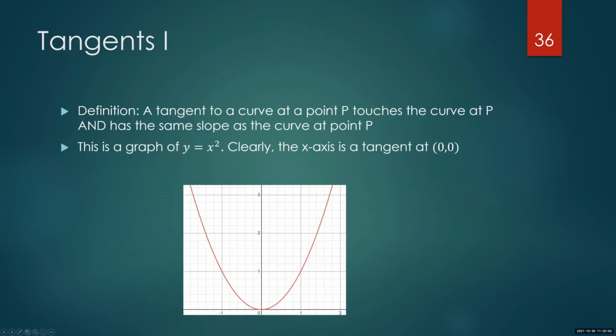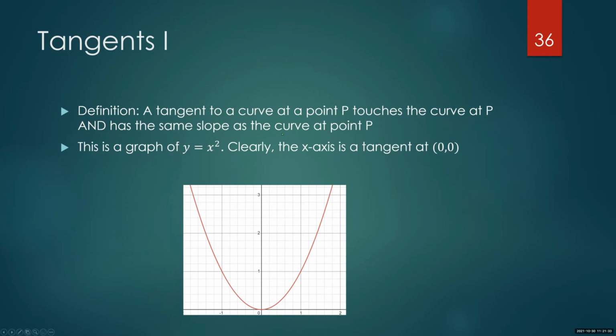So we now move on to talk a bit about tangents. Before we get on to this, let's think a little bit about what a tangent really is. The definition here is a tangent to a curve at some point P touches the curve at P and has the same slope as the curve at that point. Now, a tangent may touch a curve at other points, but may not be tangential to the curve at those points. We're just talking about a tangent at a specific point.